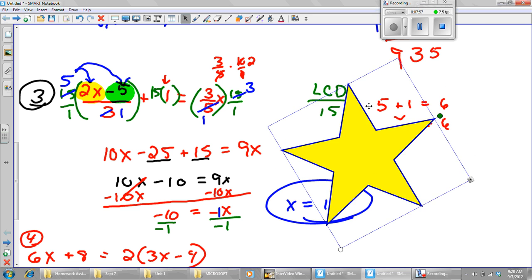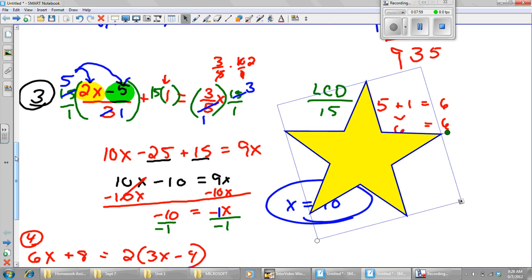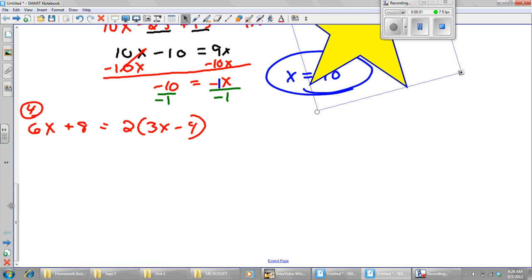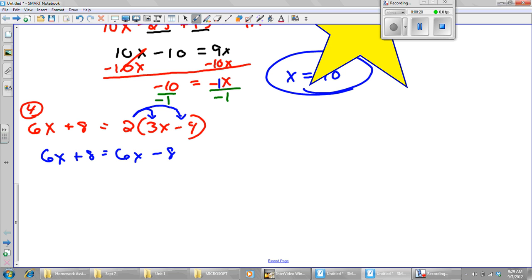Don't get dizzy. All right, one last problem for you all. Here's one. Nothing to do on the left-hand side at the moment, but I certainly will distribute on the right-hand side. I could, if I wanted to, divide on the left-hand side by 2 on both terms, but I think it's easier to distribute. So I'm going to get 6x plus 8 equals 6x minus 8.